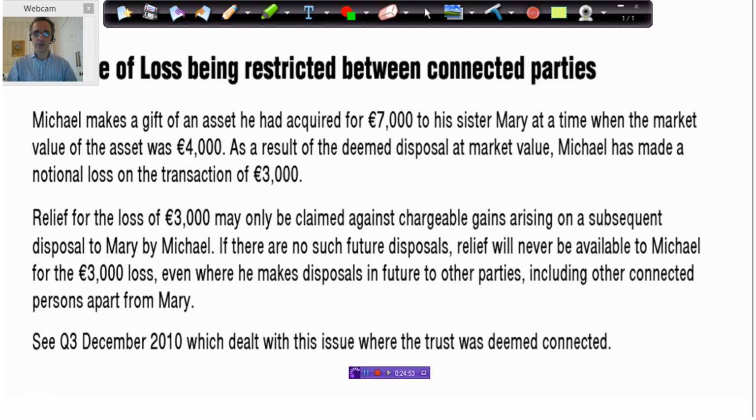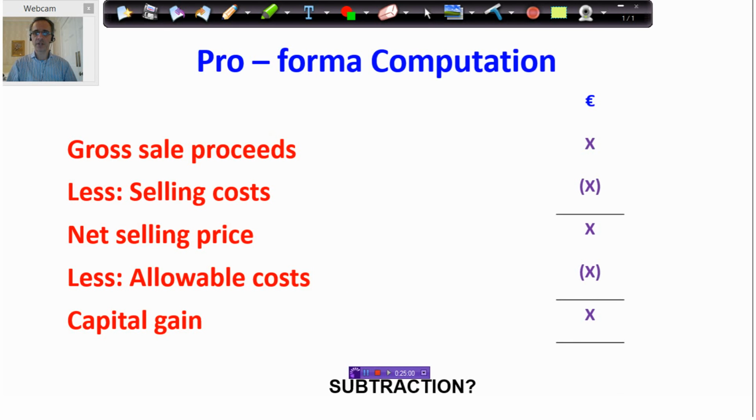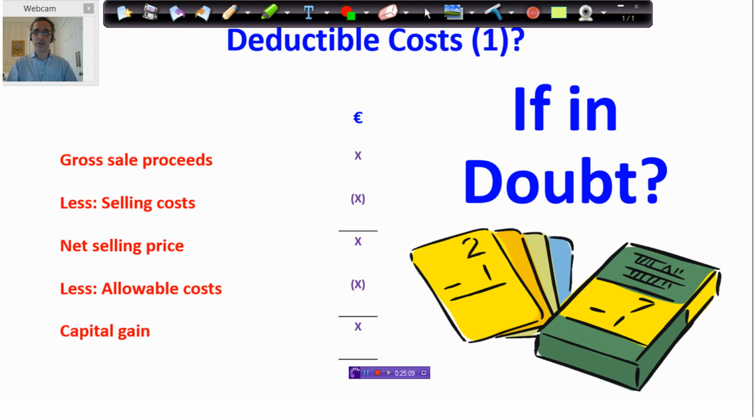Okay, so moving on from here, the calculation of CGT, well, we sort of touched on that already, so we should have a broad fix on how that works. We know that we're using our three-liner. We know that it's simply subtraction, really. Proceeds less cost equals gain. And in terms of deductible costs, well, there's quite a few. I've mentioned original cost. I've mentioned cost of acquisition or incidental costs of disposal.